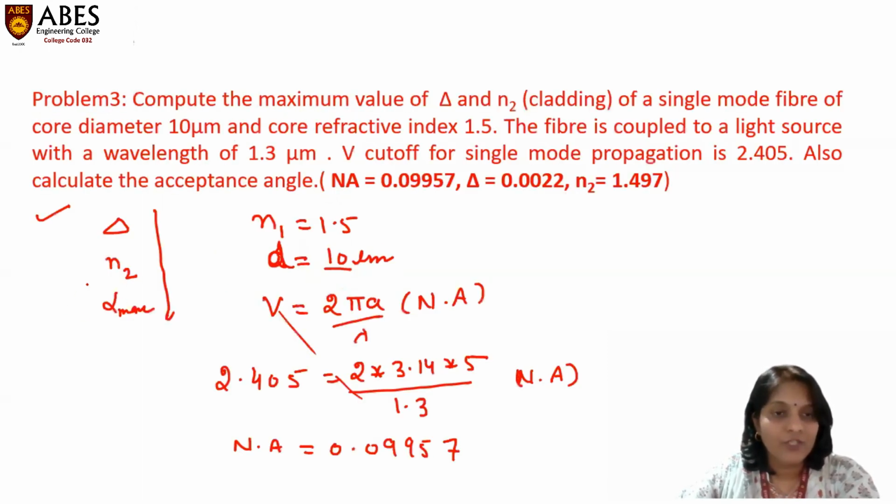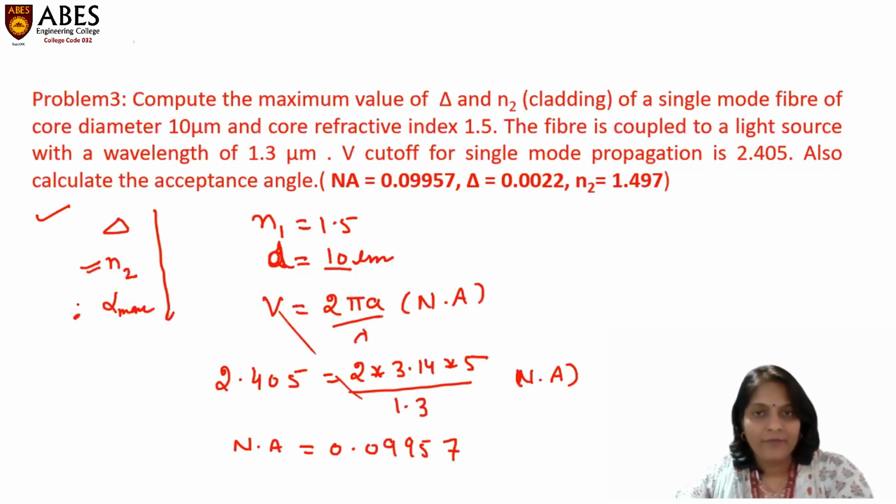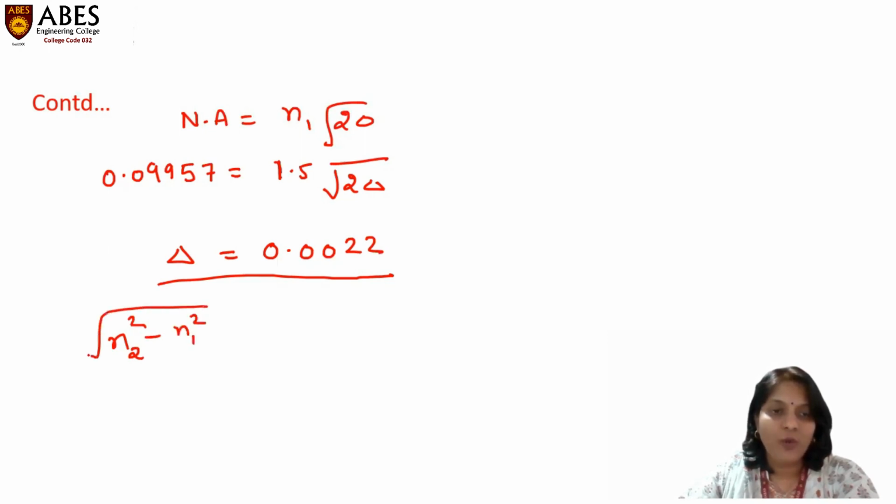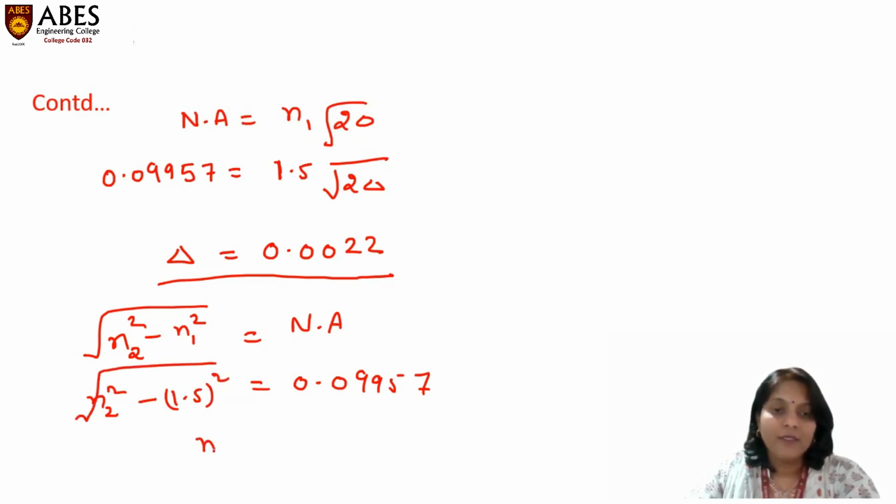The third thing to calculate is N2 and alpha max. So what is N2? The numerical aperture is the square root of N1 square minus N2 square. The numerical aperture is 0.09957, and N1 is 1.5 whole square. So we will calculate N2 from here. After calculating, we get the answer 1.497. This is our N2.